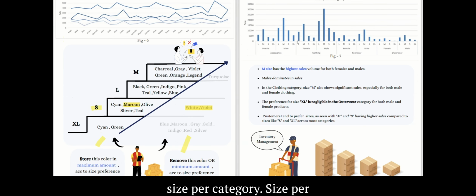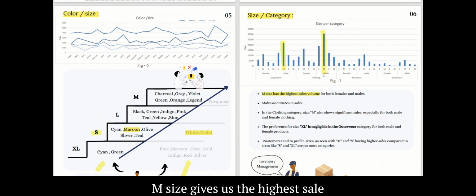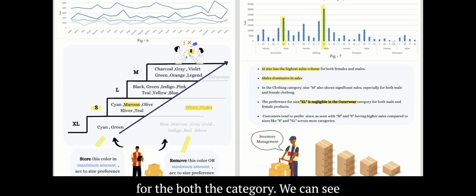Size per category. Size per category shows the M size has the highest sales volume for all the categories. You can see from here, M size gives us the highest sales volume. Males are dominant in sales. XL is negligible for outerwear in both the categories. You can see that XL is negligible.